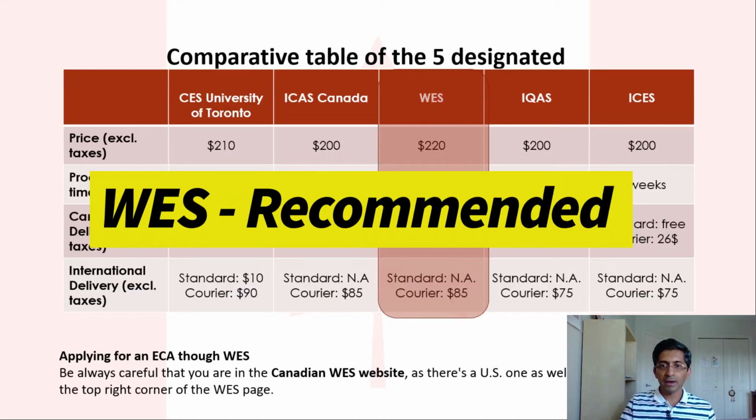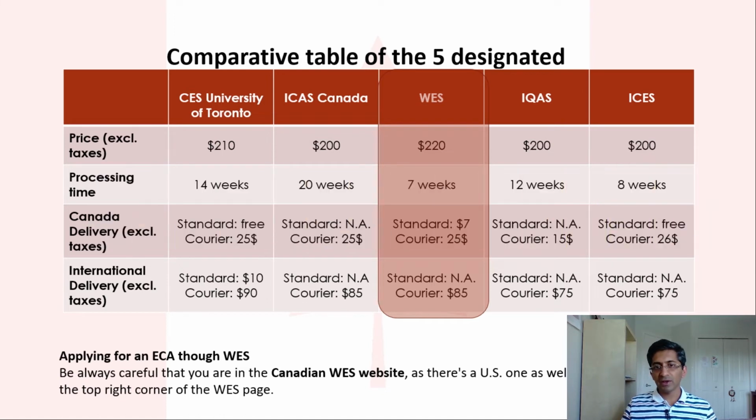Most of the candidates applying to Express Entry usually use WES. And see the quick note down here, which mentions that when you're applying for WES, make sure it's the Canadian website. There is one for the US as well, which is used for US immigration purposes. So make sure you use the Canadian website.